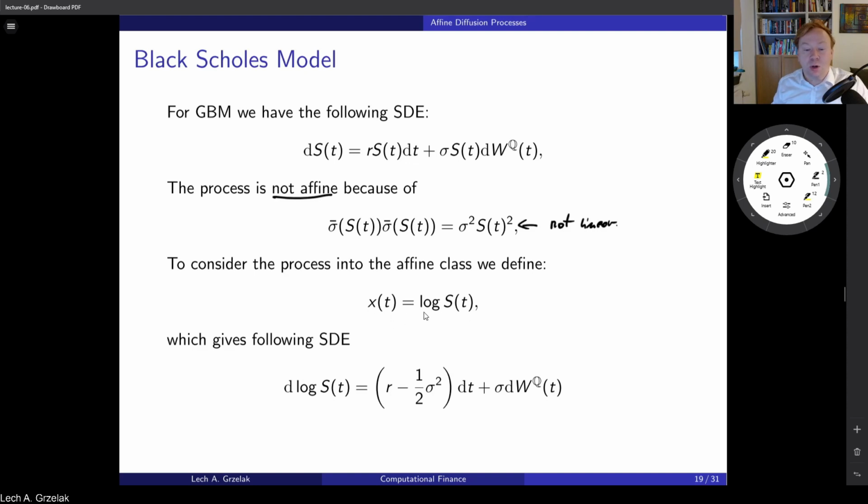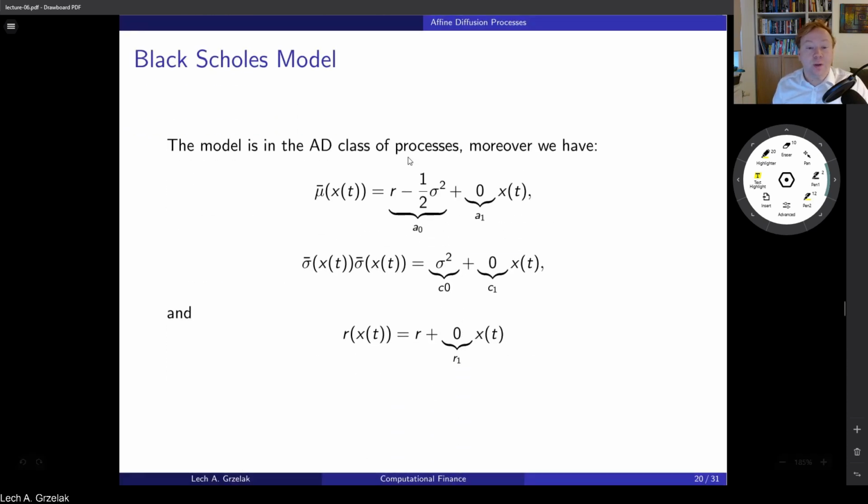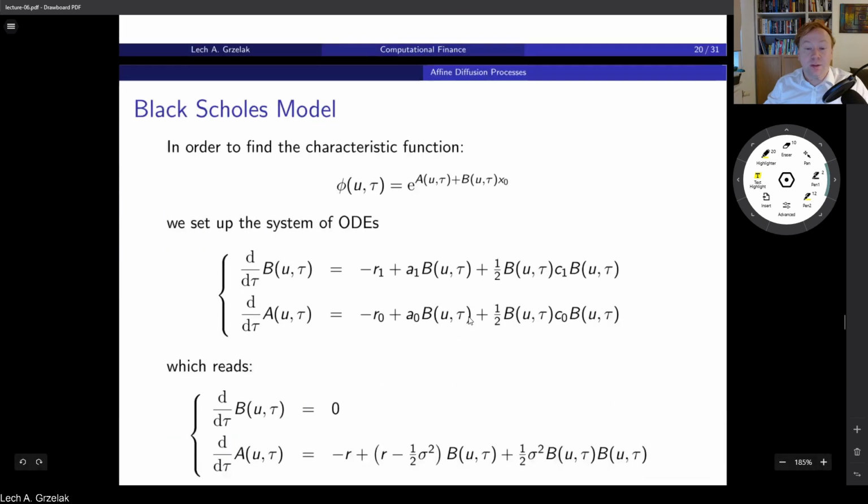However, if we do perform the log transformation, we have the following SDE. This is also what we have seen before. We have a constant drift term, r minus half sigma squared. And then we have volatility, which is also constant. You see nothing depends here on state variables. Then we have the following coefficients. For the drift, we have r minus half of sigma squared, with zero dependence on X, so it's just a constant. For volatility, we have sigma squared for C0, and 0 for the dependence on the state variable X. And for the interest rate, we consider just a constant interest rate, so R1 is simply 0.